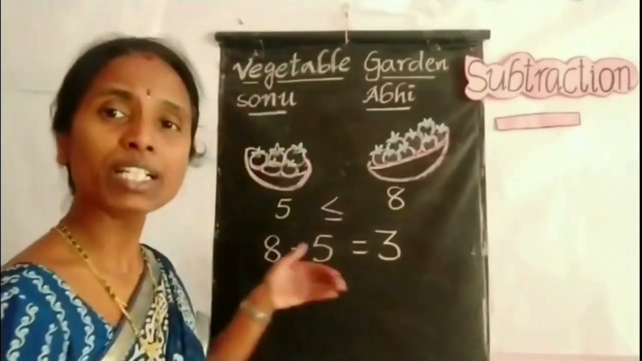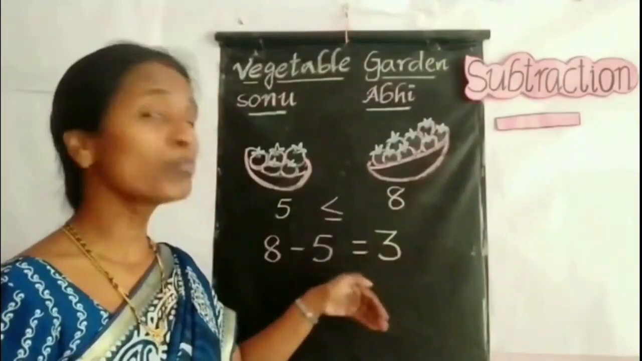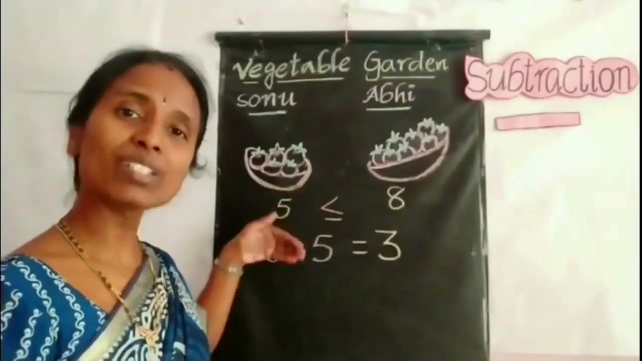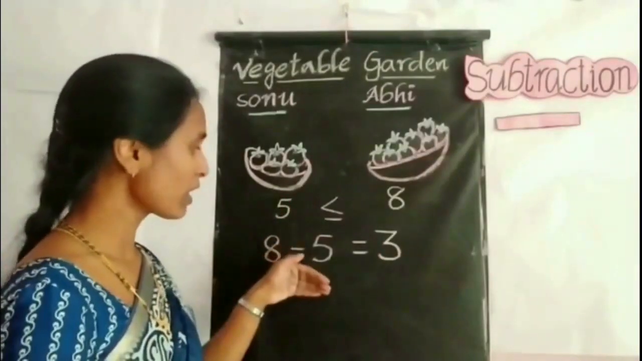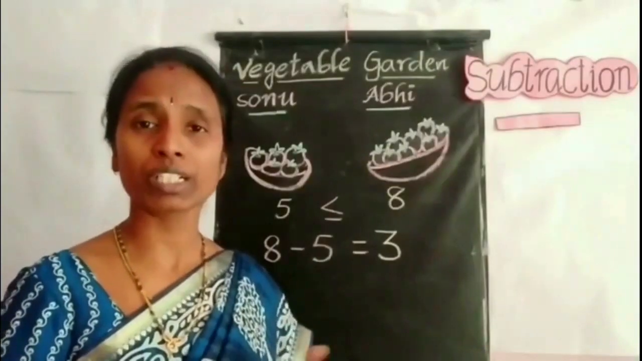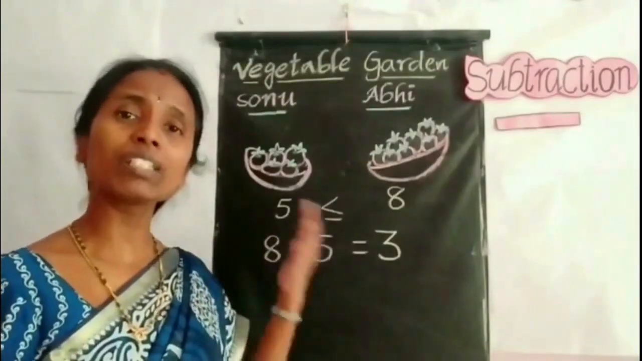From this, what did you understand? So, 3 more tomatoes are collected by Abhi than Sonu. 8 minus 5 is equal to 3. It means 3 more tomatoes were collected by Abhi than Sonu.